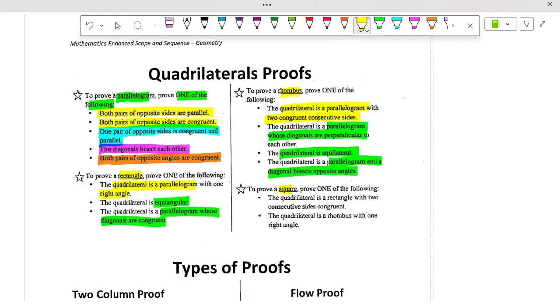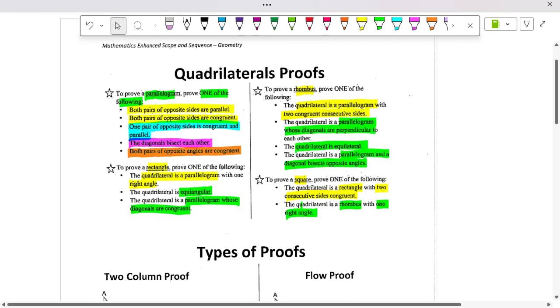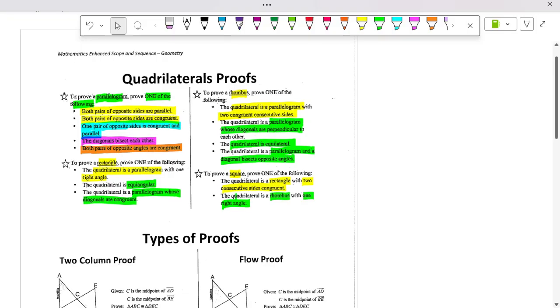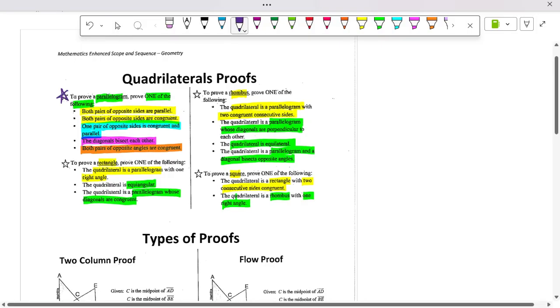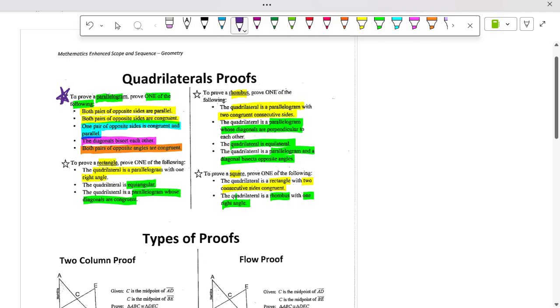Square, there's only two ways to prove it. You either need to prove it's a rectangle first with two consecutive sides congruent, or you need to prove it's a rhombus with one right angle. So almost all of these proofs, you have to show it's a parallelogram first in some shape or form. And then you have to meet more conditions.